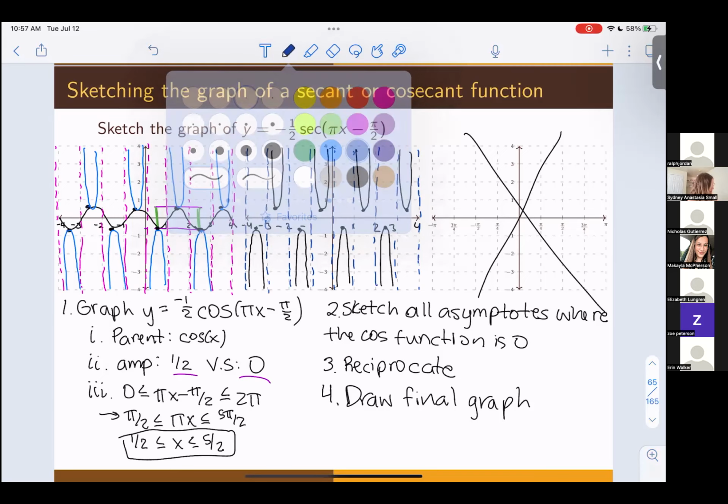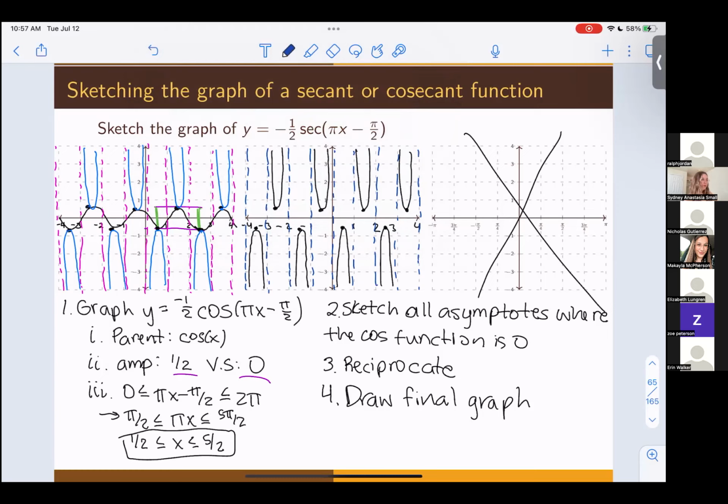Final step we need to do. I know there's a lot of them here and it's kind of obnoxious, but it's very important to always label your vertical asymptotes. So we have one at x equals -4, one at x equals -3, x equals -2, x equals -1, x equals 0, x equals 1, x equals 2, x equals 3, and x equals 4. However many vertical asymptotes end up on the scale of the graph paper you're given, you just need to label those.